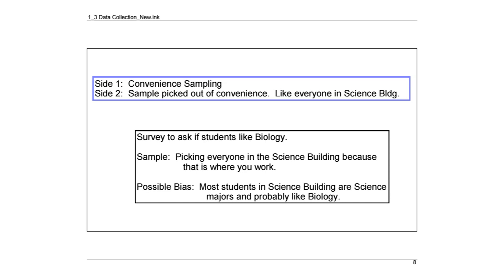Maybe not. But if I go stand out in front of the music building, I'm probably not going to have as many people who like biology. So we have a possible bias, and that's because you probably have a lot of science majors if you're standing outside the science building. So convenience sampling isn't always good. We have to be careful and see if there's a bias.